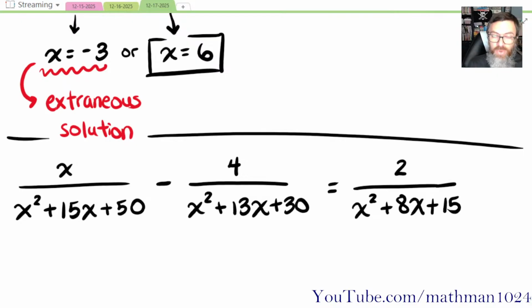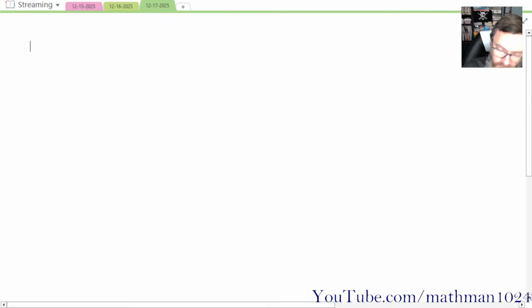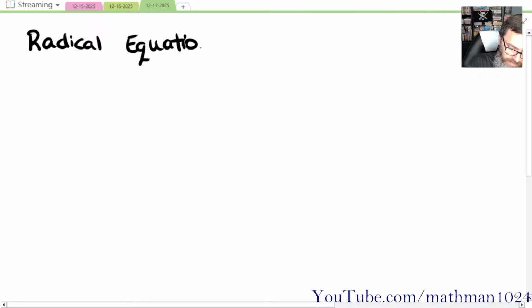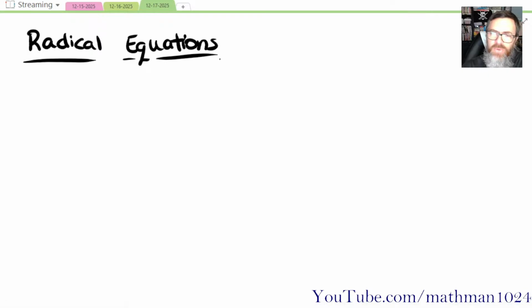All right, so these were rational equations, equations that contain fractions. The next thing we want to look at will be radical equations. As you might expect, these are equations that contain radicals, so things like square roots, cube roots, and the like. Sometimes they include some extra weird stuff as well.